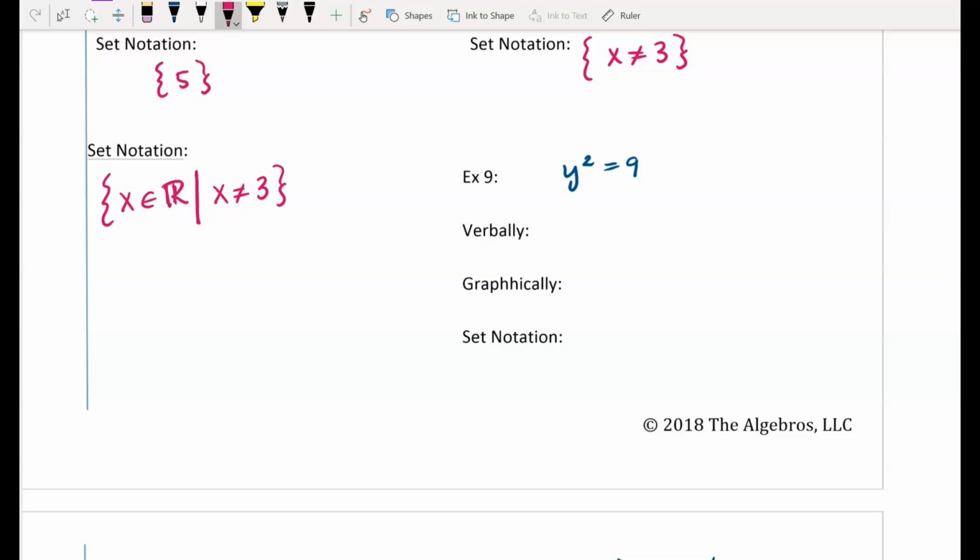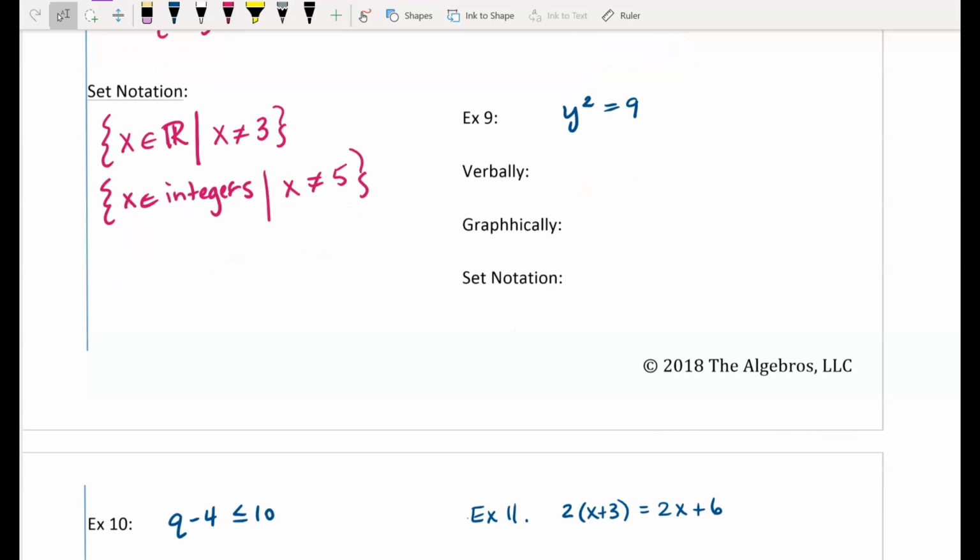Another advantage to this is that you could say things like x is an element of the integers, and integers means no fractions, but positive and negative numbers, such that, and then you could say x is not equal to 5, or whatever your solution set is. So you'll see some variation on that set notation, but if you stop and just think about it a little bit, it'll usually make sense. If it doesn't, then ask a question.